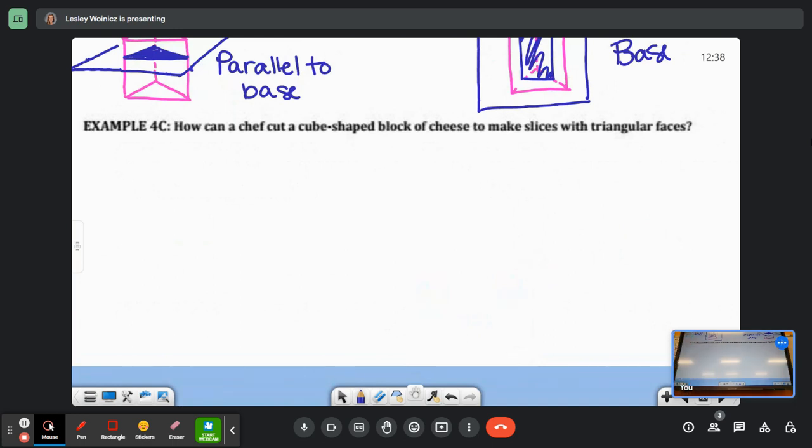How can a chef cut a cube-shaped block of cheese to make slices with triangular faces? I'm kind of bummed I've just put away the Play-Doh. Did we throw away the floss? All right, I'm going to grab the floss. Okay, so we had our little cube of cheese, and we sliced it with the floss, like, right here, and we chopped off a corner, and we made a little triangular face. I don't know how to draw that. I'm going to have to figure out how to draw it in a minute, but we'll come back to that one.